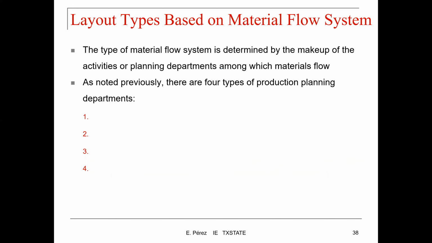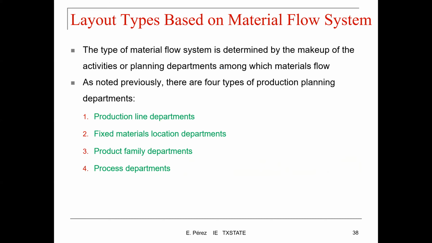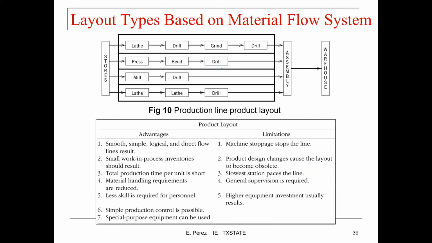So the type of material flow system is determined by the makeup of the activities or planning departments among which materials flow. As noted previously, there are 4 types of production planning departments: production line departments, fixed material location departments, product family departments, and process departments. On the next few slides, I'm going to show you the advantages and disadvantages or limitations for each one of the layouts.